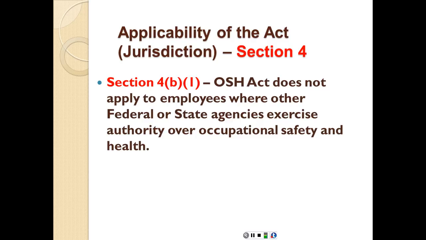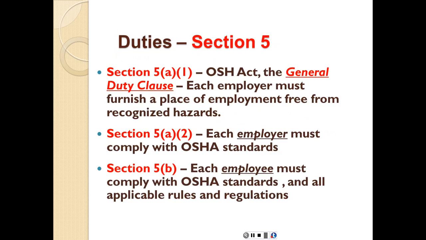What is the applicability of the Act or the jurisdiction of the Act? That appears in Section 4. Section 4B1 says that the Occupational Safety and Health Act does not apply to employees where other federal or state agencies exercise authority over occupational safety and health. So if there are other organizations or other regulations that govern the safety and health of these employees, then the OSHA Act does not apply.